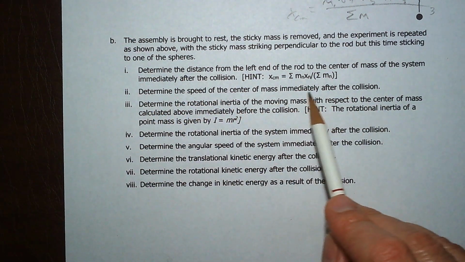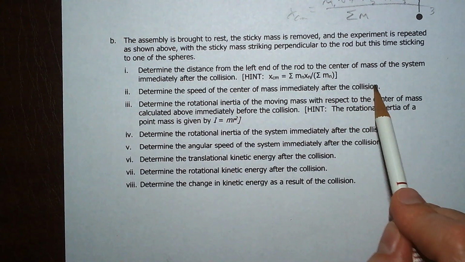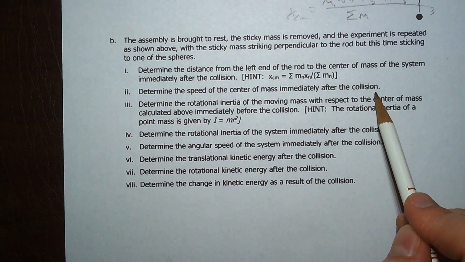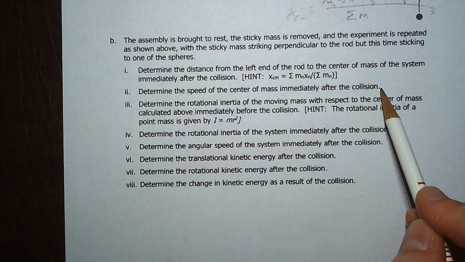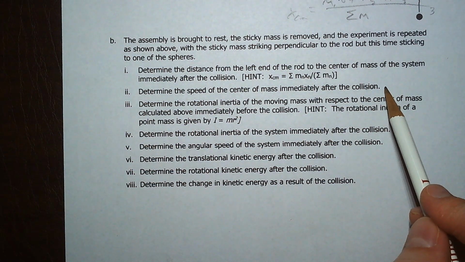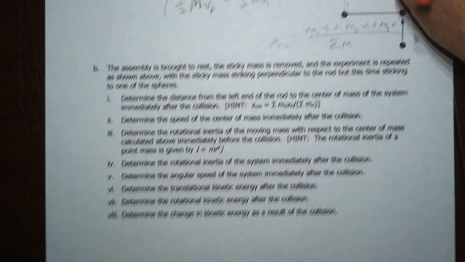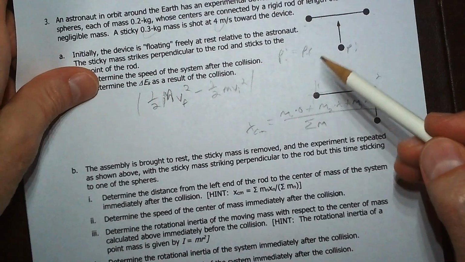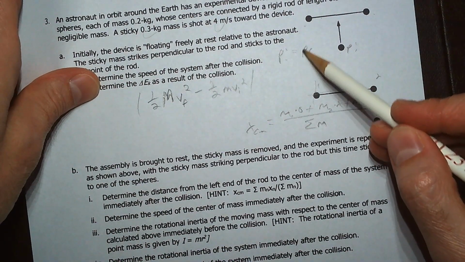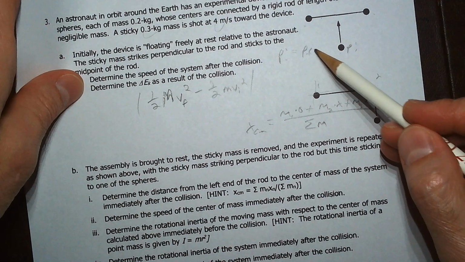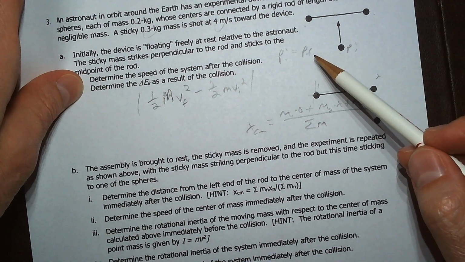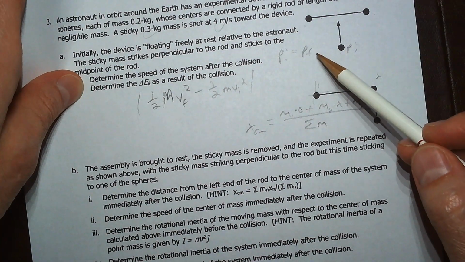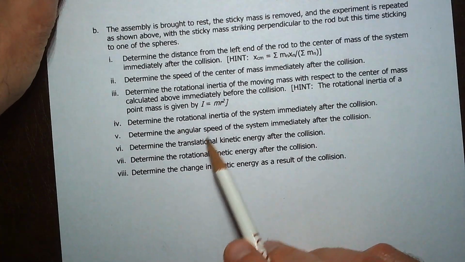For this one right here, the speed of the center of the mass has to be the same, momentum conservation. So using mi vi equals mf vf, where this is the mass of the center of mass and this is the velocity of the center of mass, you should be able to figure out what the velocity of the center of mass is pretty easily.